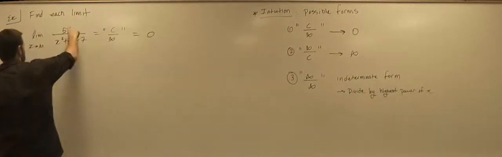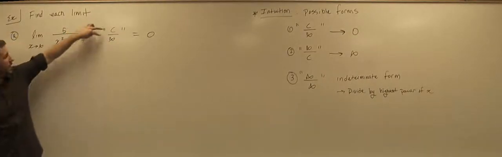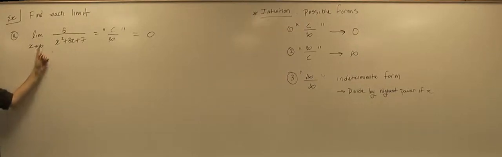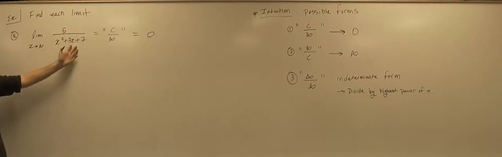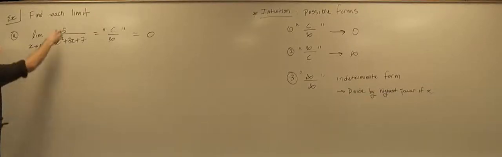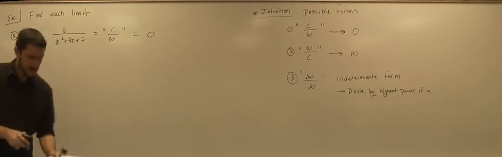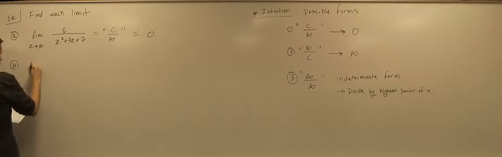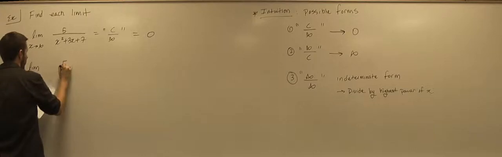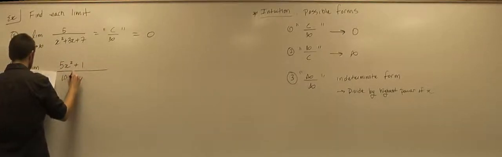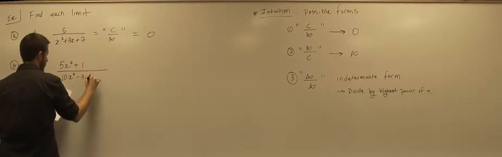Now, it's hard to get one of these forms immediately. The only way you can get a constant over infinity immediately when you're taking x to infinity is if the top is constant, or the bottom is constant. As soon as you make the top or bottom not constant, you have a problem. So for example, I could give you the limit as x goes to infinity of 5x squared plus 1 over 10x squared minus 3x plus 7.